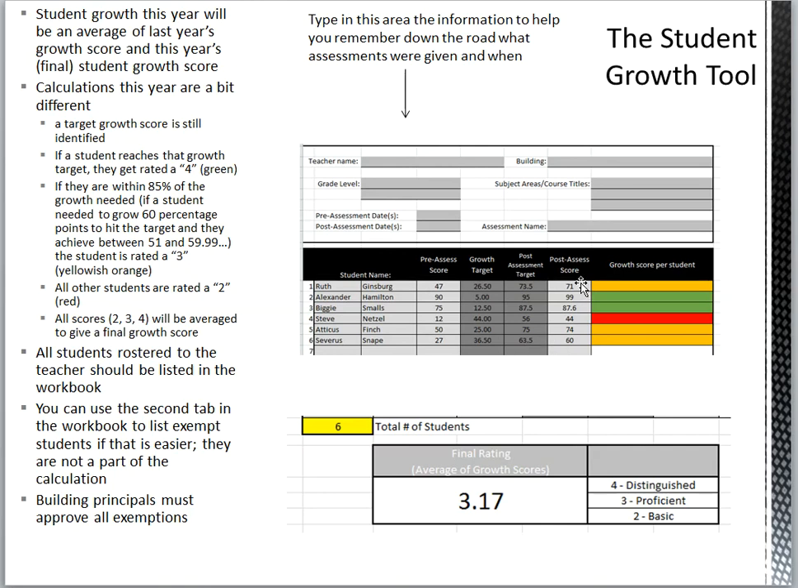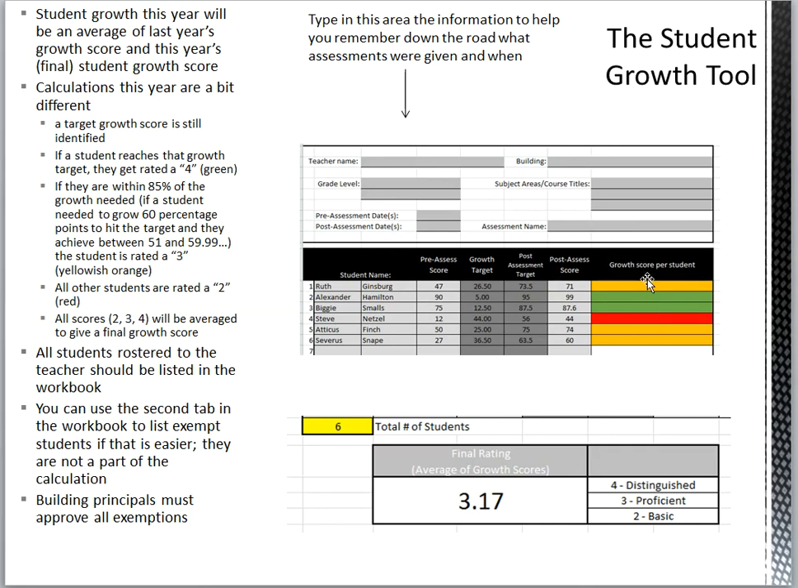What is different is when you type in this post-assessment score, instead of it being a threshold you have to reach, like 85% of students have made their threshold in order to be a 4, instead, it assigns each student a separate score. So in this case, Alexander Hamilton and Biggie Smalls both met their target. So 95 and 99, 87. Notice it turned green. That gives them then a 4.